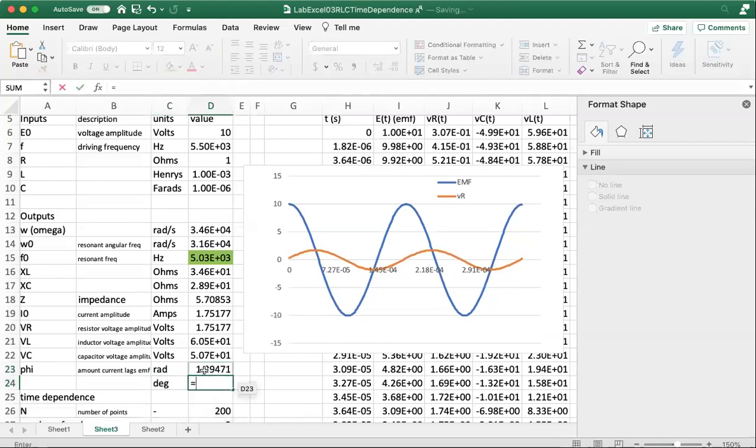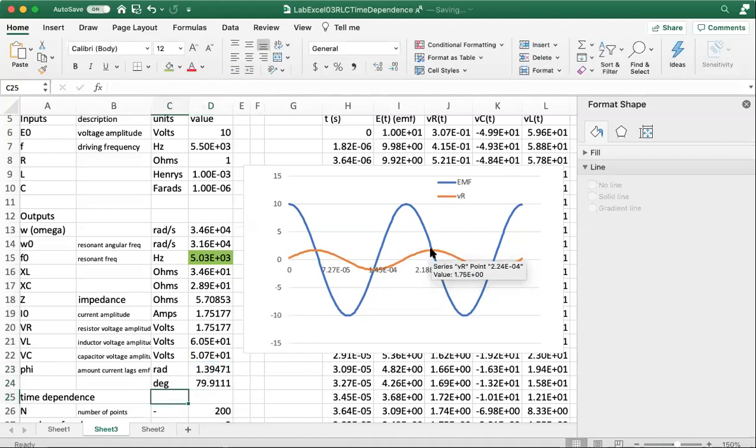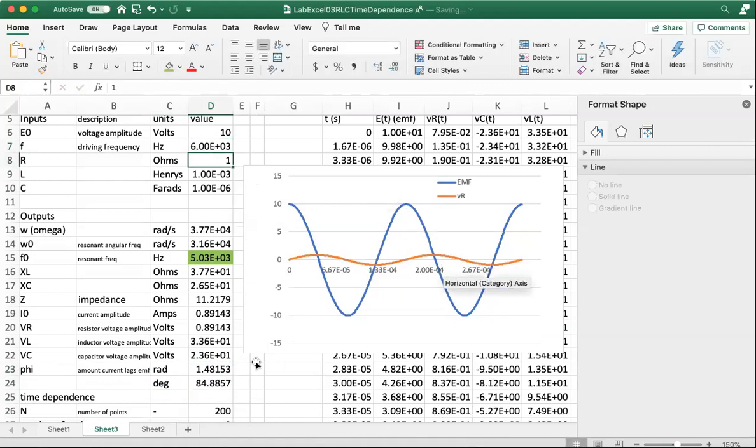We could convert this into degrees here. I could take the radians. How do I convert to degrees? Multiply by 180 divided by pi. So we're at like 80 degrees. So it's not quite 90 degrees. If I keep going up, I'm at 5,500. If I go all the way to 6,000 hertz, then it's hard to see, but I'm at 85 degrees.